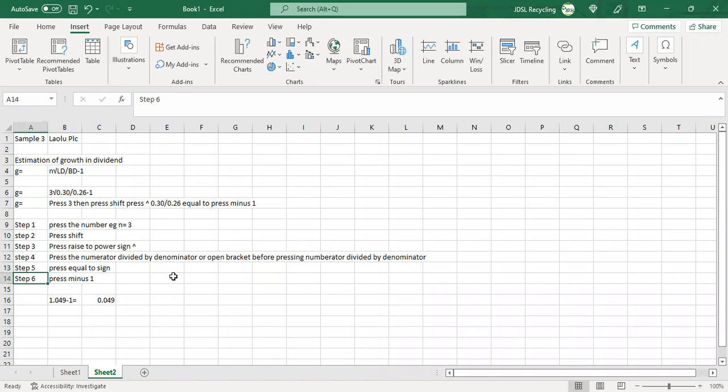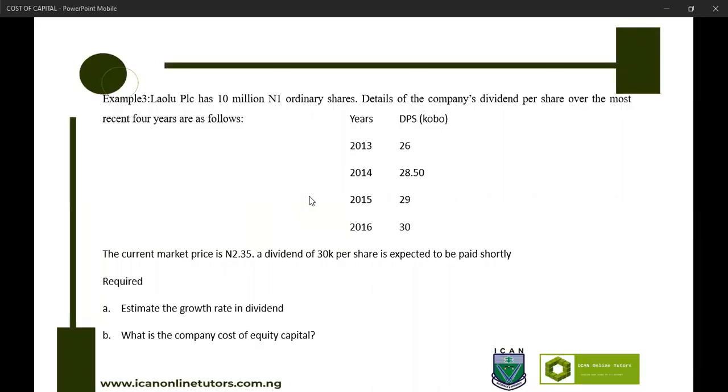Is this clear now? Yes. All right. So our growth is 0.049. Let's go back to the question. The examiner required of us to estimate the growth, which we have done now. And the B part asks us what is the cost of equity capital?